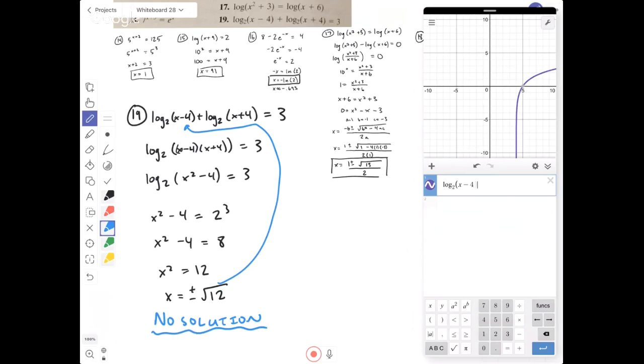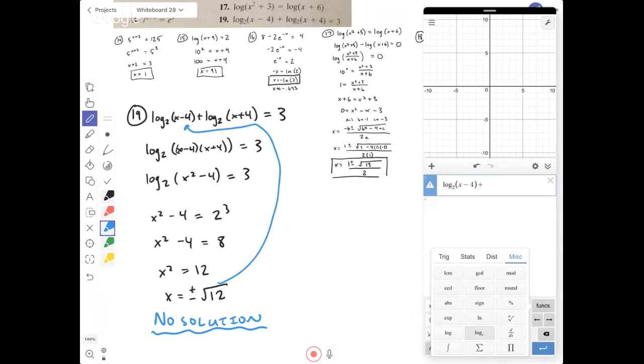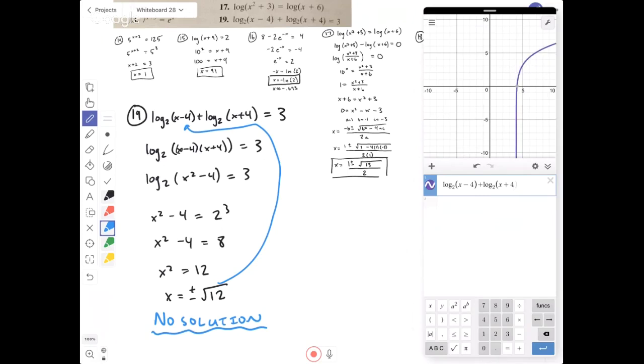Let's see, I was at log base 2 of x minus 4 plus log base 2 of x plus 4. And that should equal 3. Looks like it equals 3 at 5. So where did I make my mistake?